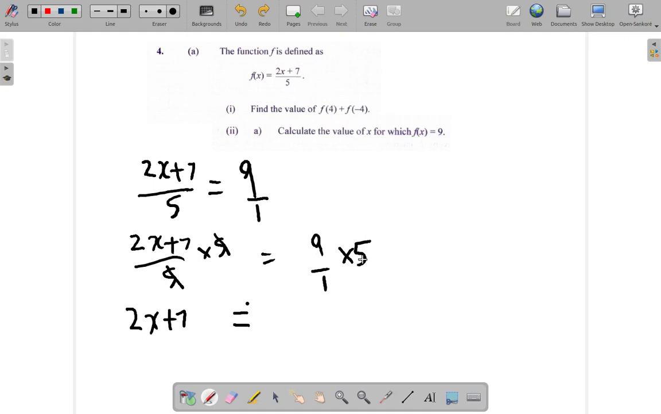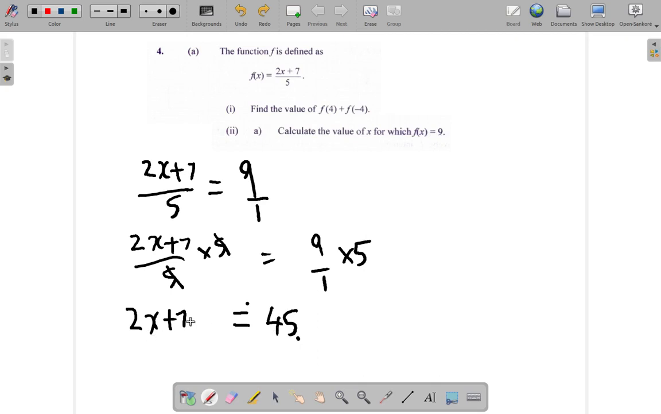So you restore balance. If the left hand side weighed 10 pounds and the right hand side weighed 10 pounds, then you increase the left hand side to 50 pounds. You need to increase the right hand side to 50 pounds too. So you have 50-50 balance. Alright? So here, 9 times 5 is 45. So it's 45.